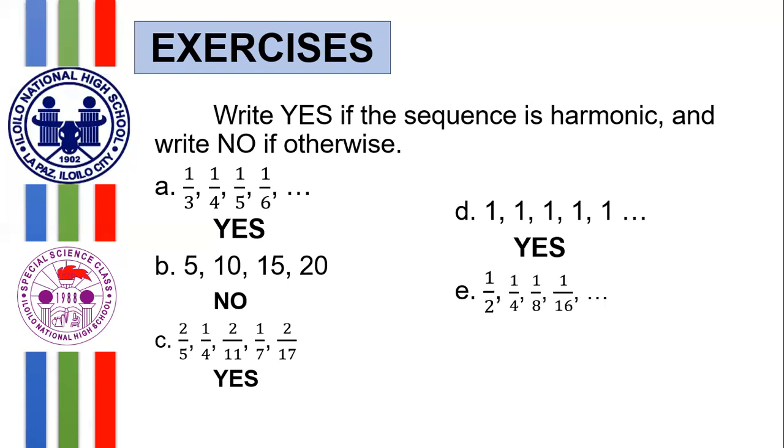Letter E, 1/2, 1/4, 1/8, 1/16. If you take the reciprocals, this will be 2, 4, 8, 16. But 2, 4, 8, 16 is geometric, not arithmetic. Hence, letter E, no. I hope you got this correctly.